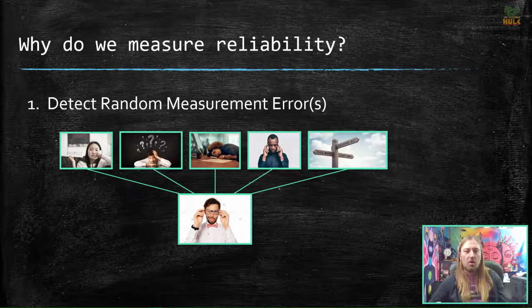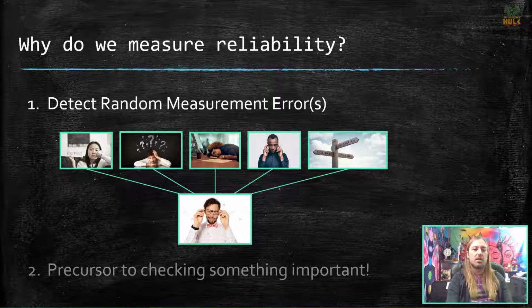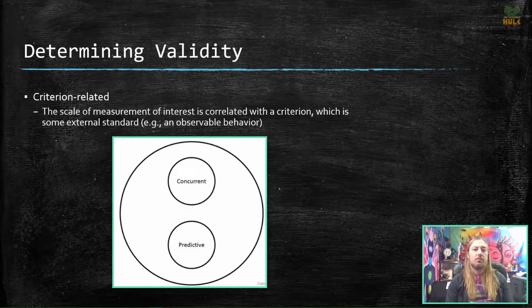Now, not all measures will be reliable, right? A measurement of mood should not be reliable. I might be in a good mood today and a shitty mood tomorrow. That is somewhat fluctuating, and so retest reliability is not going to be a great way of establishing reliability for something like that. Another really good reason we measure reliability is frequently as a precursor to checking something that we might consider at least as important, if not in some cases more important, and that's basically validity.